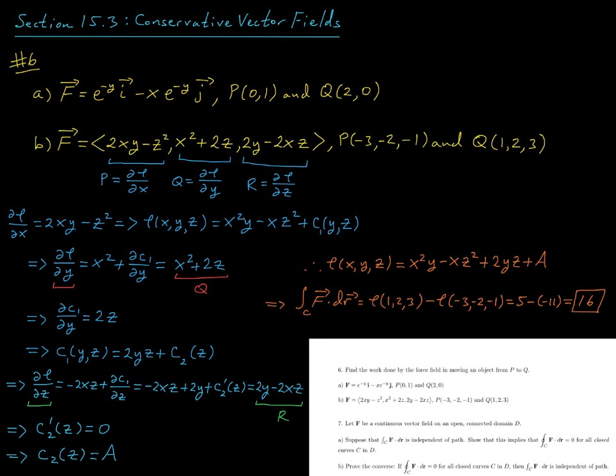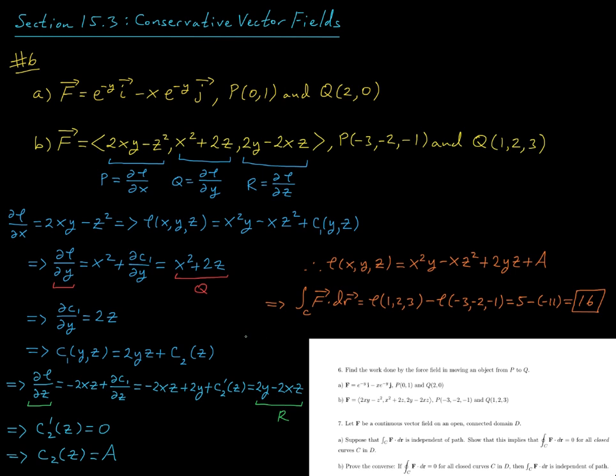So putting that all together now, we have that phi, our potential function, is x squared y minus xz squared plus c1, which I know is what? It's 2yz plus c2, which we found down here is just a constant. Okay, so to compute the work, just to finish things off, we can now go ahead and just evaluate this potential function at the endpoints and subtract. And when you do that, you wind up getting a value of 16, which is all quite nice, right?